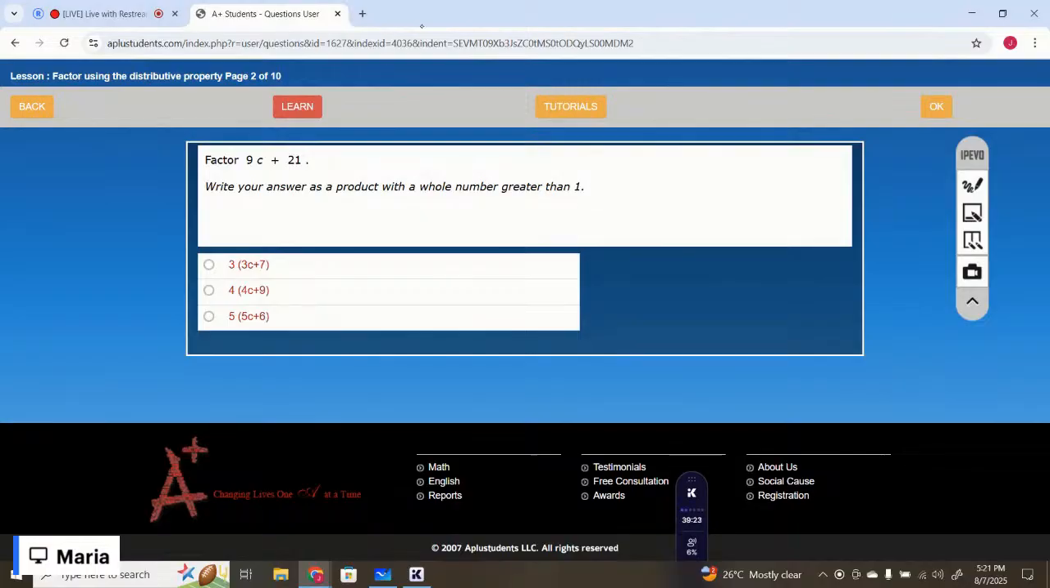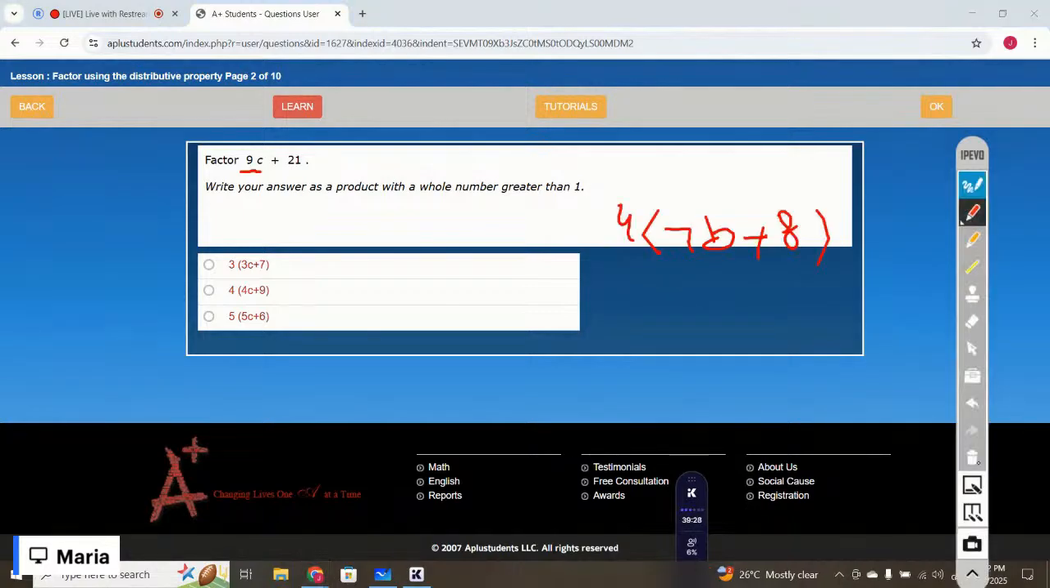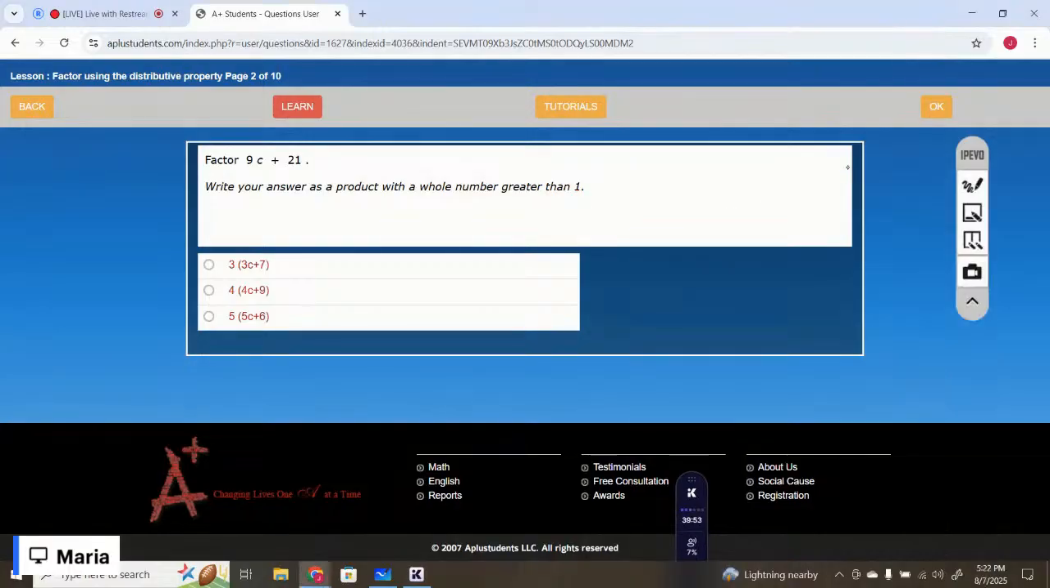Okay, so 9c plus 21. So the common factor is 3 because 3 can divide both. So 3 times 3 is 9 and 3 times 7 is 21. So option number 1 is the correct option.